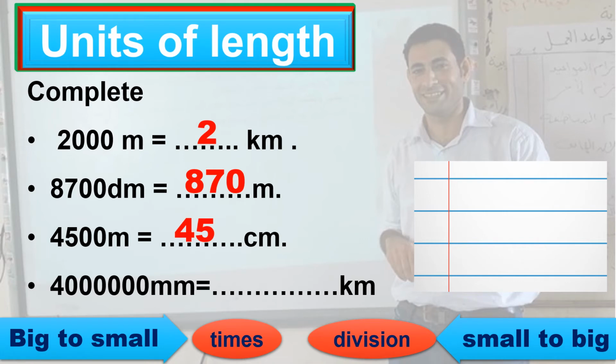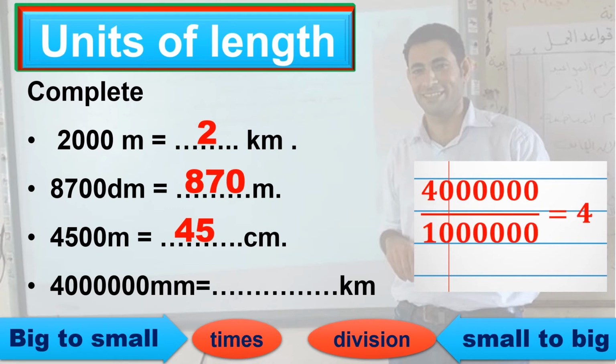The last one, 4 million millimeters equals dots kilometer. Now we will convert between millimeter and kilometer. In this case, we will divide by 1 million, because to convert from millimeter to kilometer we divide by 10 and 10 and 10 and 1000. Then 4 million divided by 1 million equals 4. Then 4 million millimeter equals 4 كيلومتر.